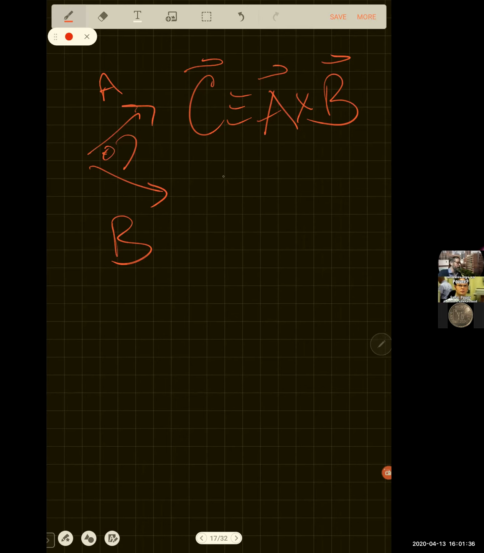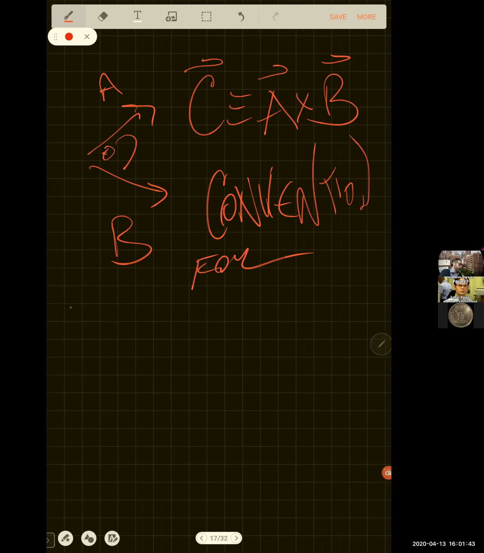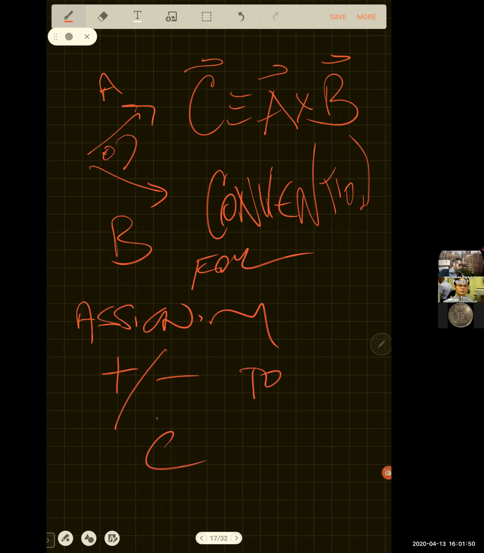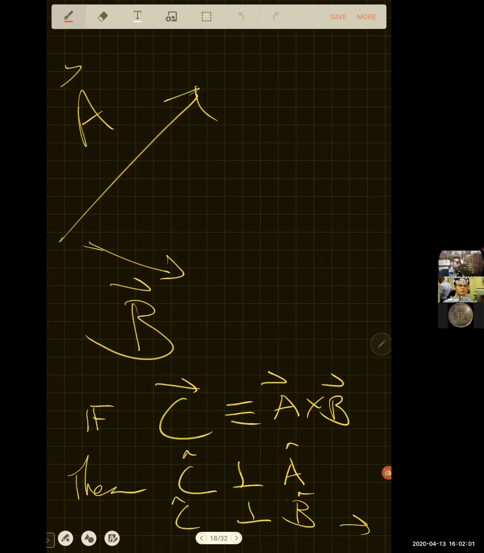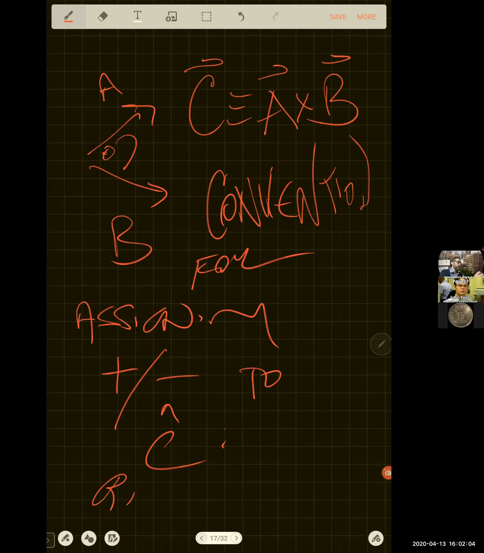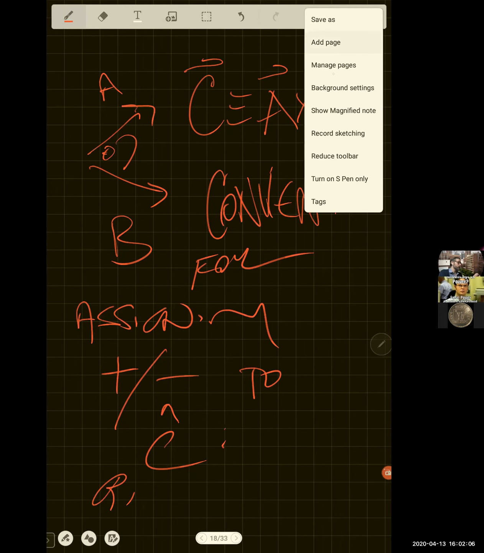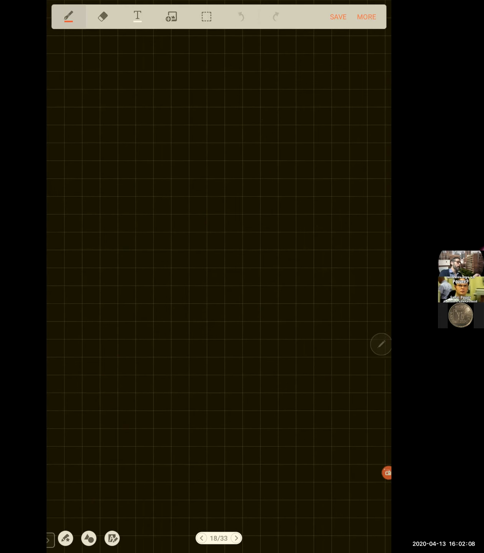So the convention for assigning plus and minus to the direction of the cross product result, the unit vector that points along the answer, is called the right-hand rule. You may have heard of it. You may have heard many versions of it. It's weird, but super important.